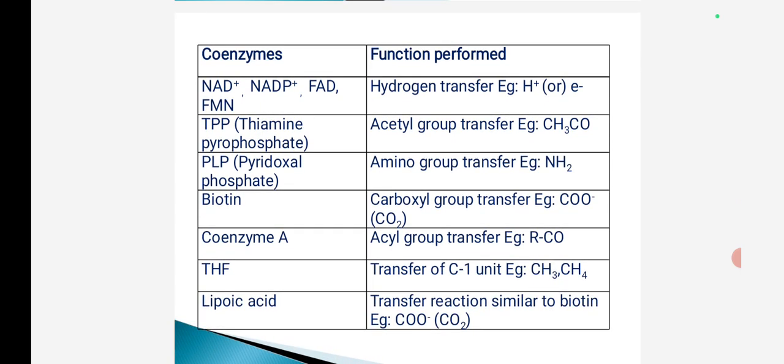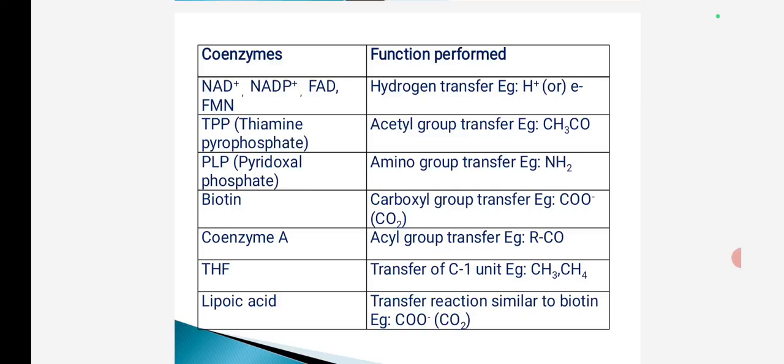The table shows the functions of some coenzymes: NAD+, FAD, FMN, which are involved in hydrogen transfer reactions, example proton or electron. Thiamine pyrophosphate, which is involved in acetyl group transfer reactions, CH3CO. PLP, pyridoxal phosphate, which is involved in amino group transfer reactions, NH2. Biotin, which is involved in carboxyl group transfer reactions, example COO minus as a carbon dioxide form.